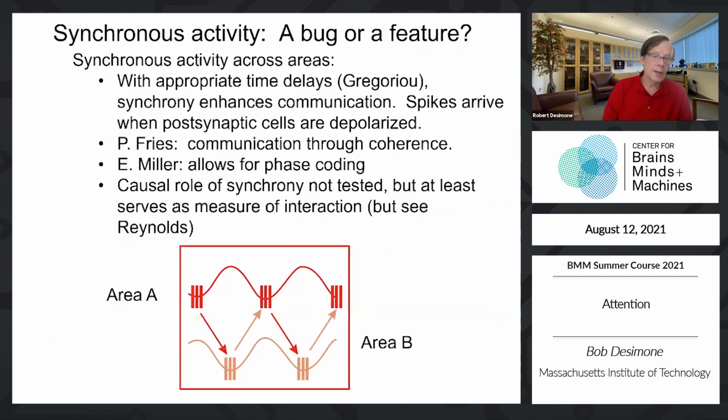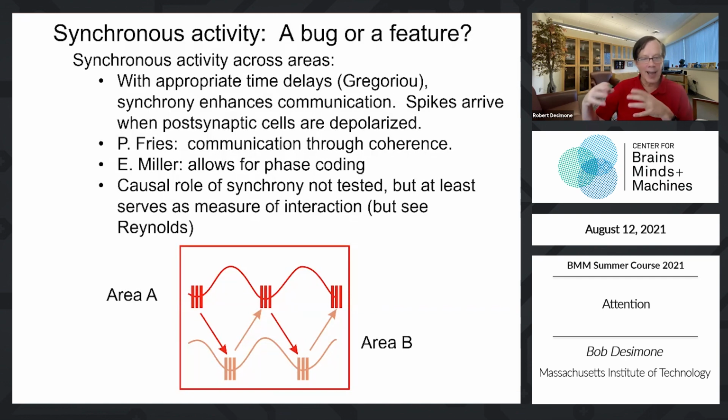Now, about this synchronous activity, you've probably heard about it before, and you may hear about it more in the class. What is this all about? There's been lots of ideas about why the nervous system uses synchronous activity that can be seen in different frequency ranges. In my lab with Georgia Gregoriou, we have emphasized that synchrony can help communication across areas.